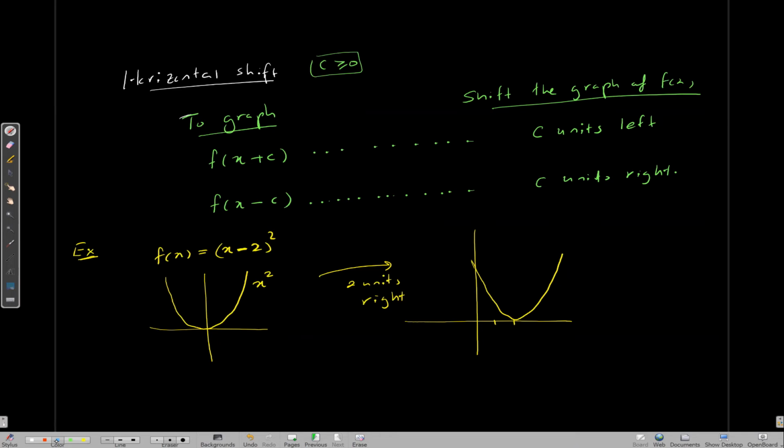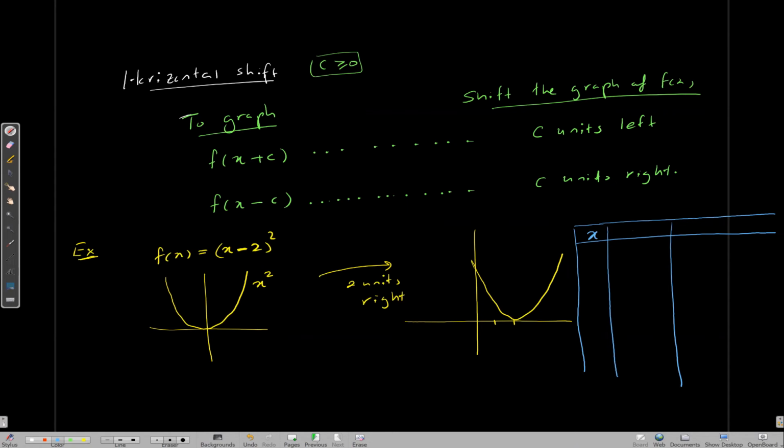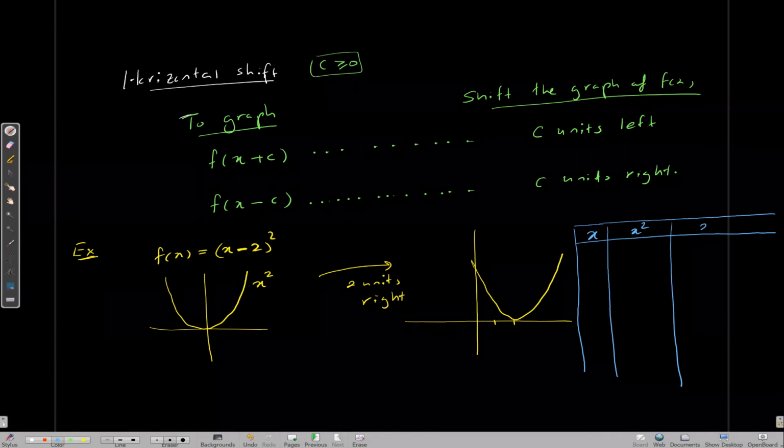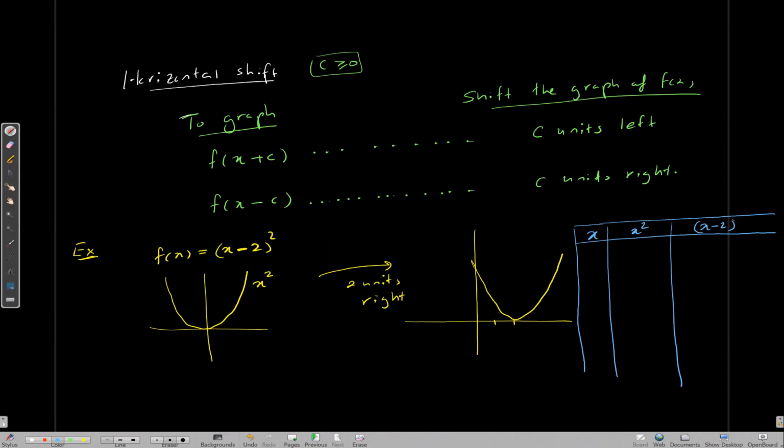Now you know what, in order to understand this, how about this? Let me make a simple table so you can understand this. x squared versus x minus 2 squared. Let's plug some numbers and see.